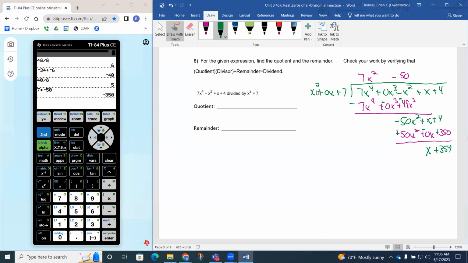Notice that this is degree 2 and this is degree 1, so we can't go any further. So this is going to be our remainder in this case. Our quotient is going to be 7x squared minus 50. And the remainder will be this x plus 354. That'll be our remainder in this problem. All righty, kind of looks weird, but I believe that's what we have.